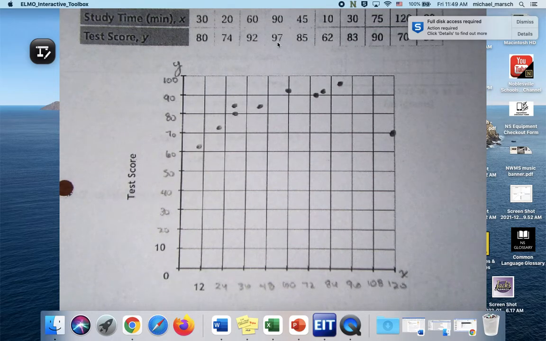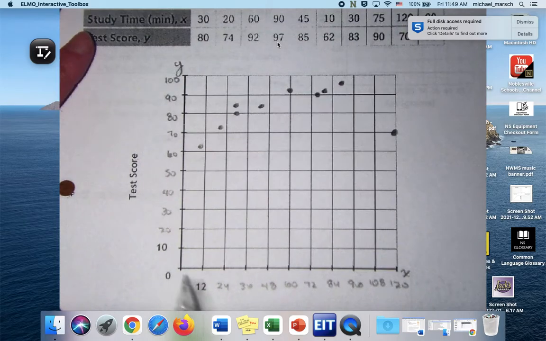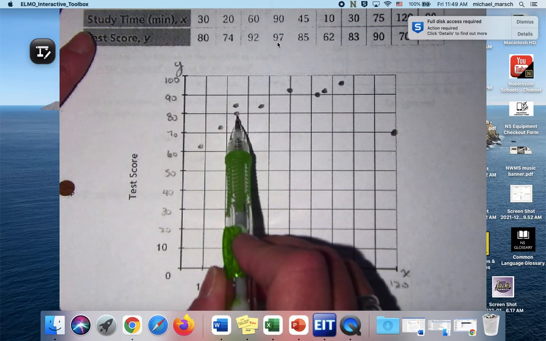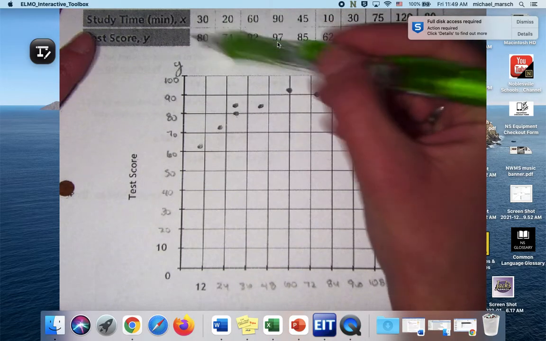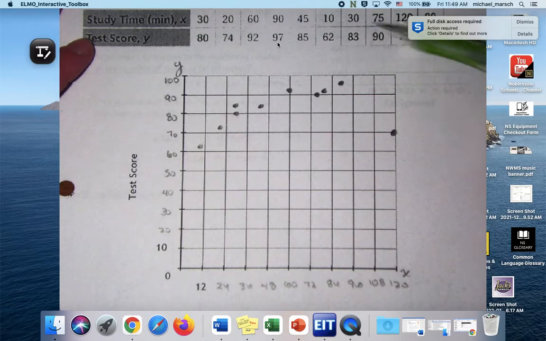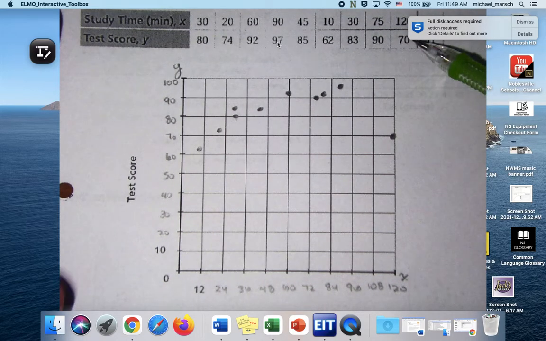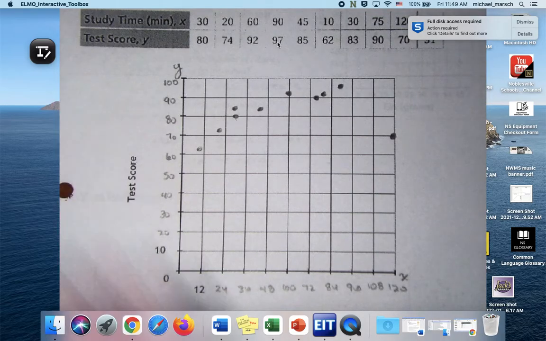Specifically what? All of it. So these are the ordered pairs, right? So I went over to where 30 would be and went up to 80. So this is an ordered pair. X and Y, these all make ordered pairs. Oh, I didn't see the other way around. They're all low. Oh, so do you need to change them? Yes. Okay.